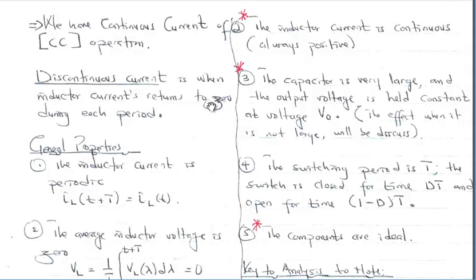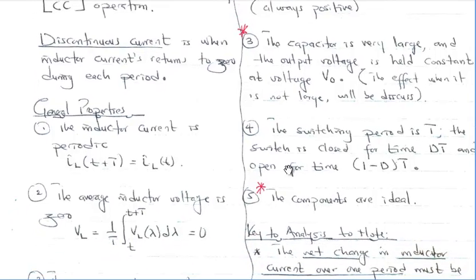The capacitor is very large, and the output voltage is going to be held constant at a voltage of V0. Now, we are going to take a look at the effect when we make the assumption that the capacitor is not very large. But for now, we are going to assume that the capacitor is large enough that the output voltage across the load is a constant.